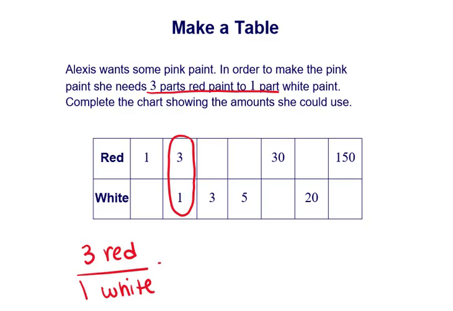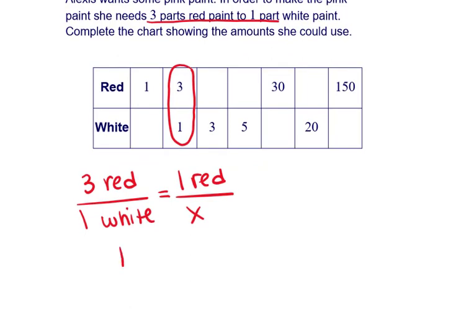Now we want to set that equal to, well, what if the first column, for example, is 1 red part to how many whites? So we can cross multiply and say that 1 times 1 would be 1, and then 3 times x would be 3x. And what times 3 would give us 1? Well, that would give us 1/3. So we can fill in that it would be 1/3 white for 1 red.